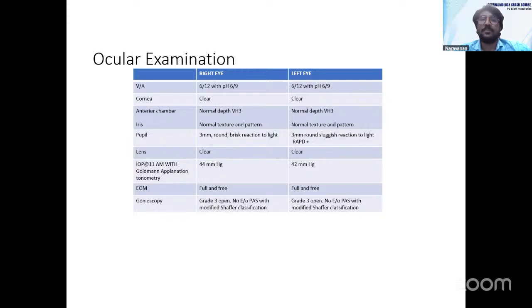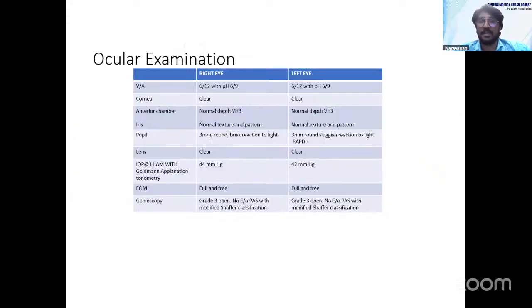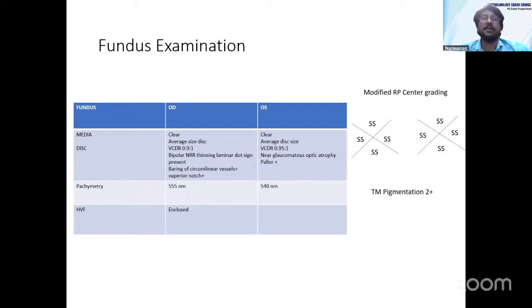The IOP with Goldmann applanation tonometer at 11 a.m. was 44 millimeters of mercury, and the gonioscopy, classified according to the modified Shaffer classification with a 4-mirror Sussman lens, was open in the right eye. The left eye was also similar, except that the pupil showed a sluggish reaction and the presence of an RAPD, and the IOP at presentation was about 42 millimeters of mercury, and gonioscopy was also open.